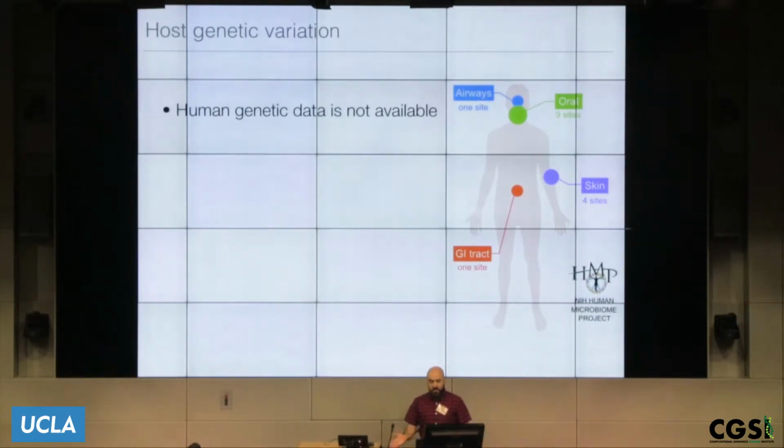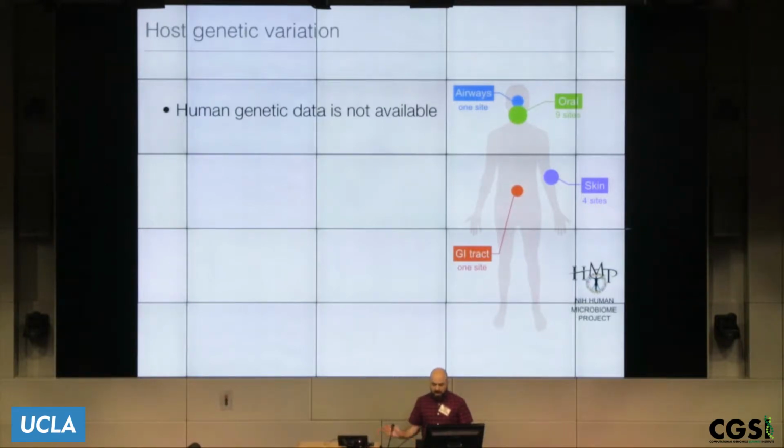One issue that we had when we wanted to start our project is that there was no human genetic data available as part of the Human Microbiome Project. It didn't do any sequencing or genotyping. Since we started this project, this has been done, and last year a paper was published looking at SNP genotyping information and whole genome sequencing information from the Human Microbiome Project individuals.